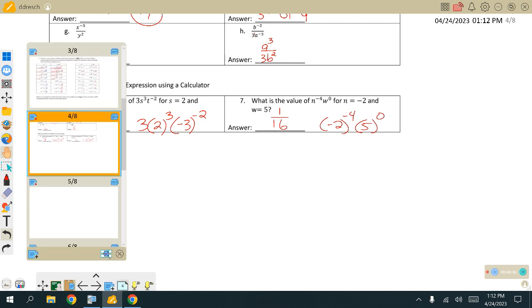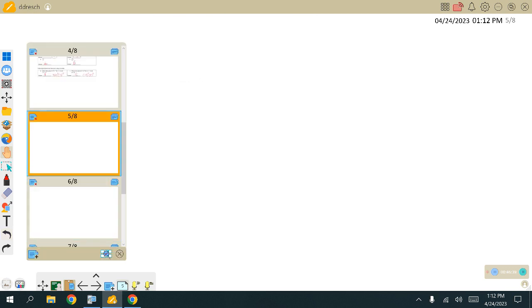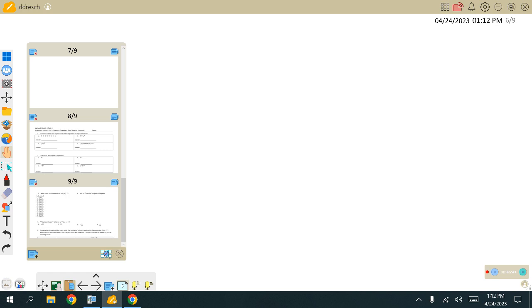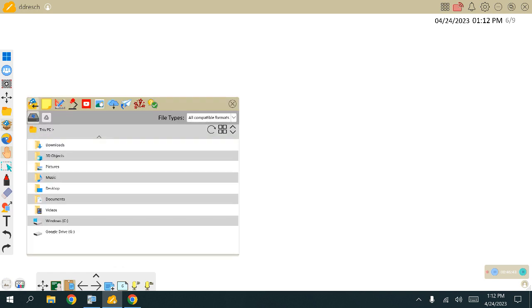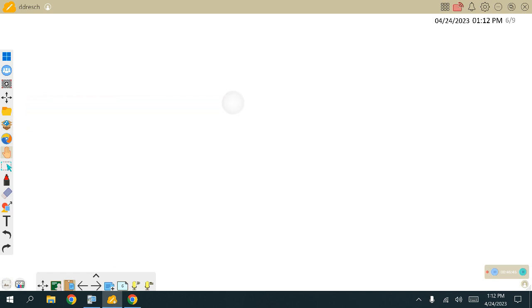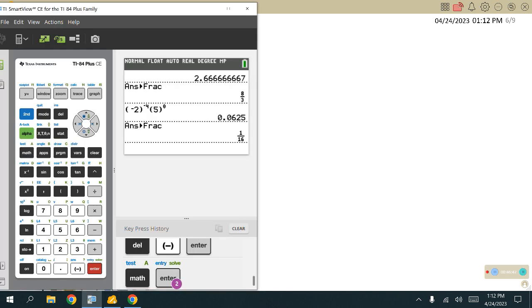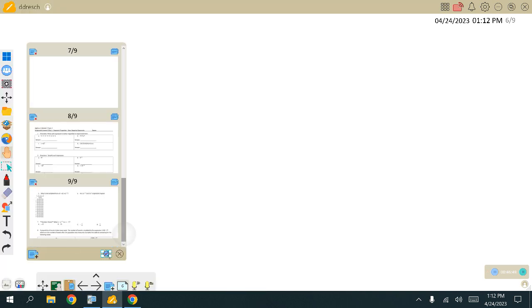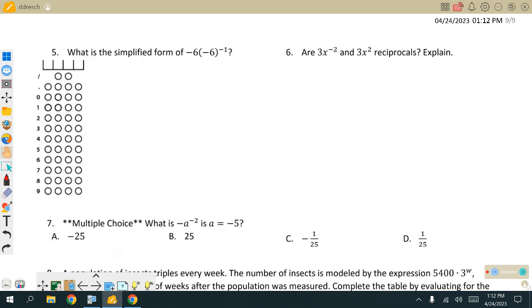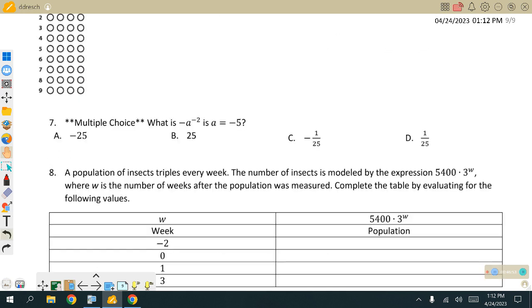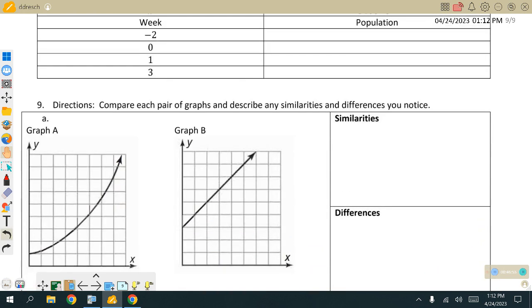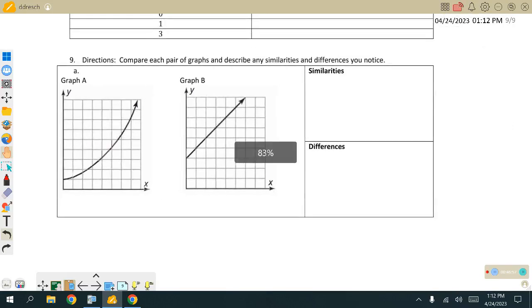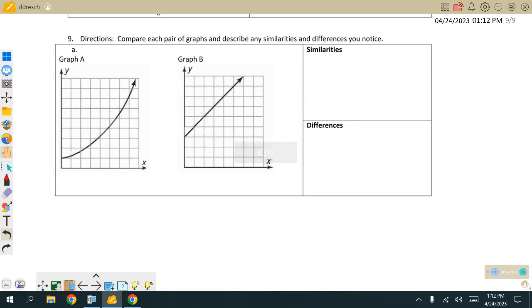Gotcha. All right, let's look at the back of the assignment real quick. The question I want to look at with you. Hold on. Graph, number 9. Okay, our graph of number 9 is coming kind of back into play, that exponential graph.